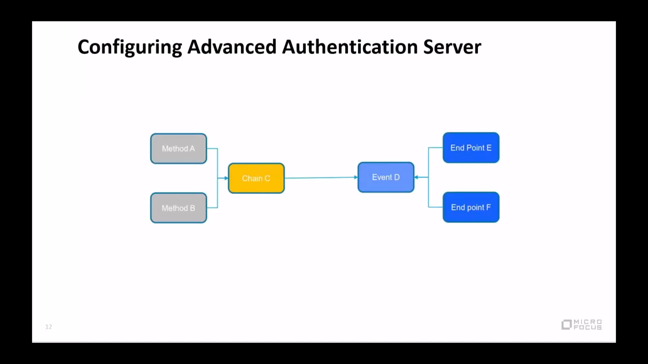As discussed, you can see we have method A and method B on the left side, which are examples of OTP or, let's say, LDAP password. The chain is the combination of one or more authentication methods. In our case, it is a combination of method A and method B. On the right side, you can see the endpoint. In our case, the endpoint can be our ZENworks Control Center, which triggers an event. The event is triggered once the user successfully authenticates using username and password.